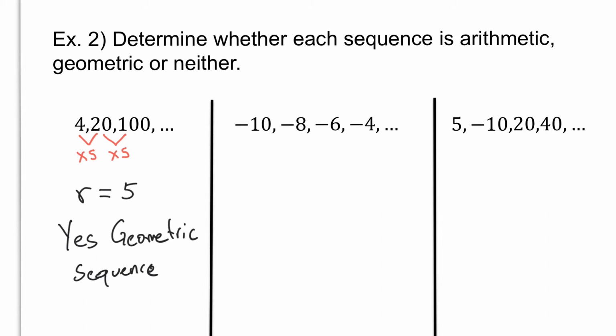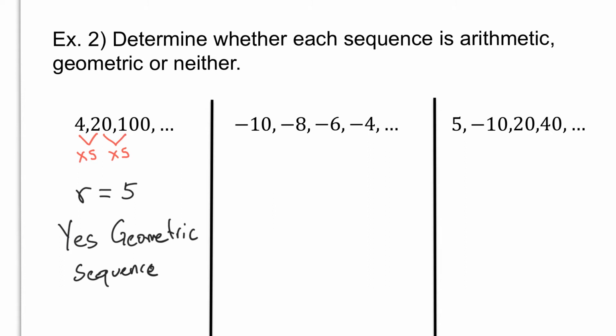So look at the second sequence. Negative 10, negative 8, negative 6, negative 4. So the numbers, you see that they have the same number. Maybe you are multiplying, maybe you are adding. So if you look at the negative 10, if you think it's geometric, let's say right now I think it's geometric, what do I need to multiply this by to get negative 8? So it's kind of hard to know.